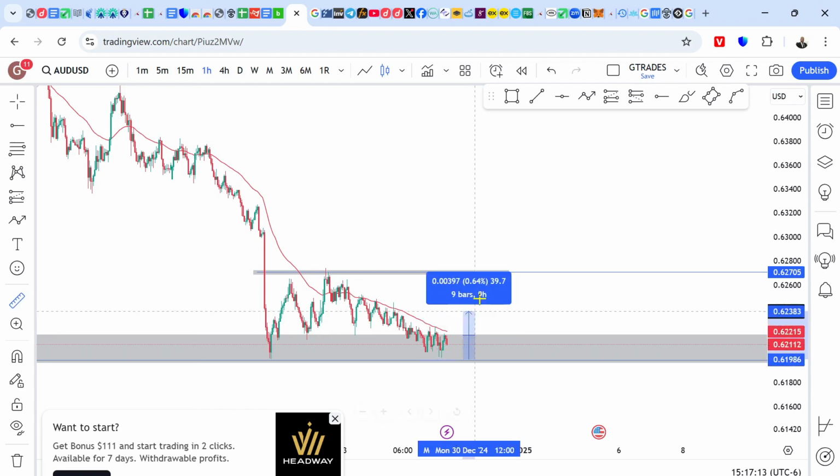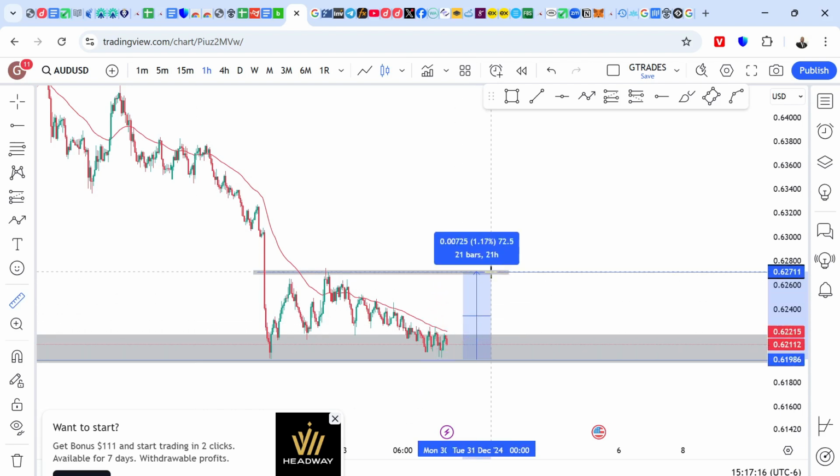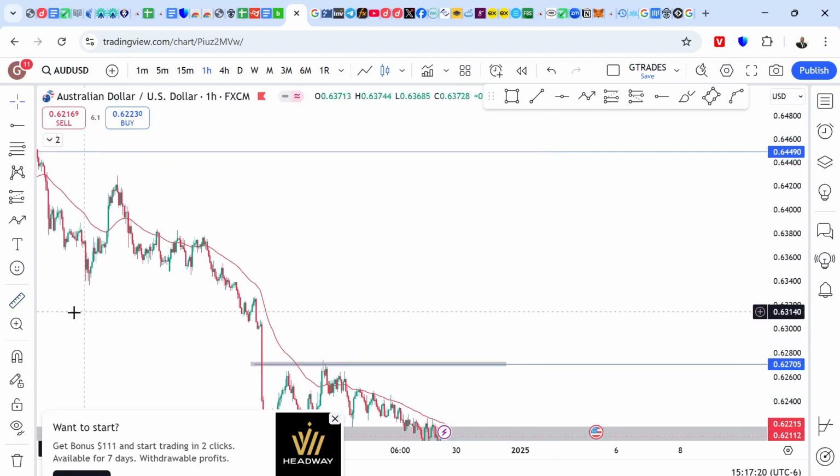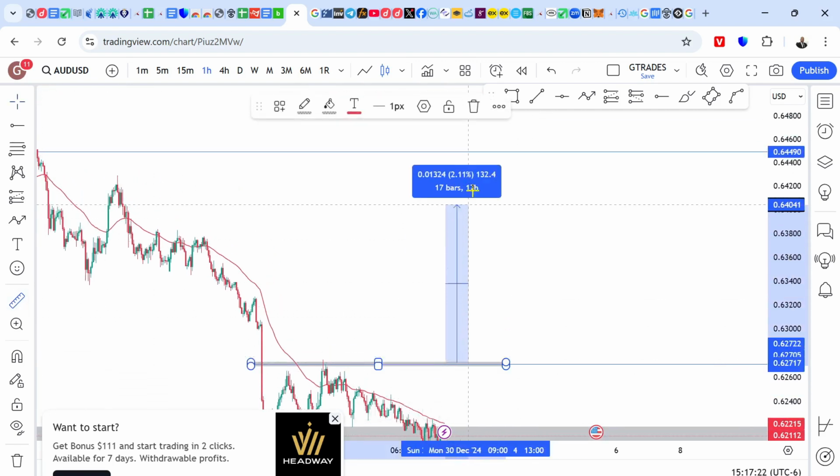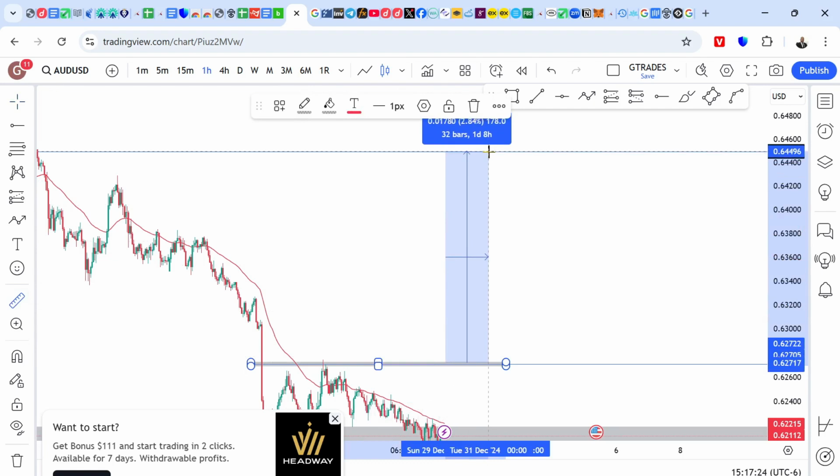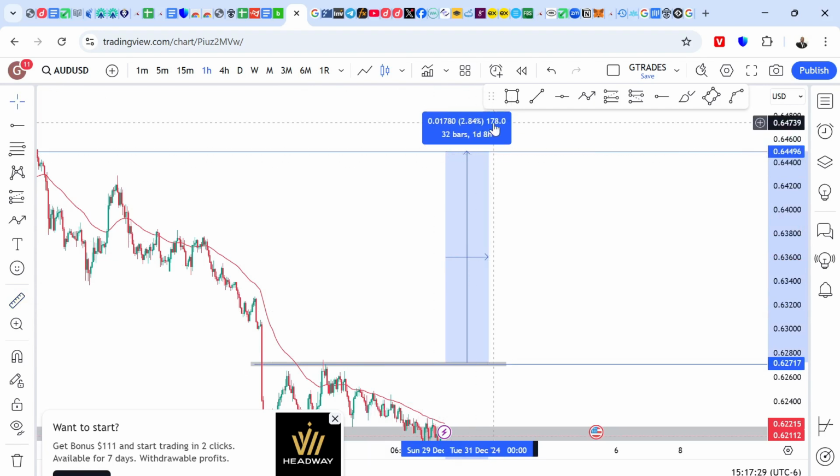Now, if I measure from here to this high, this is over 72 pips, which is very good profit to make, right? Now, if price breaks above that, and this is our Fibonacci retracement level, don't forget, this is over 176 pips. Did you see that? 178 pips. If I add 178 pips plus 72 pips, that is over 200 plus, right?